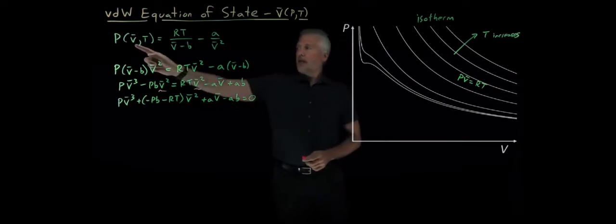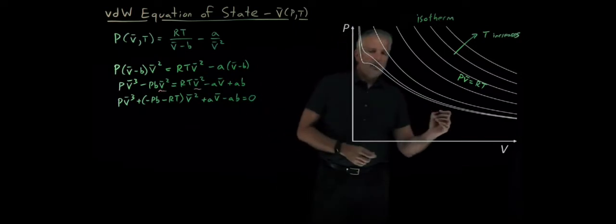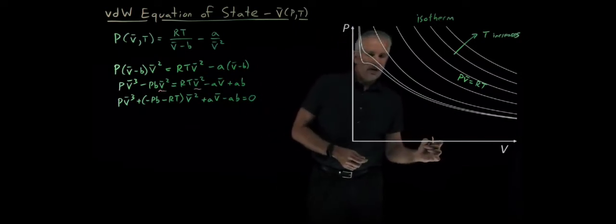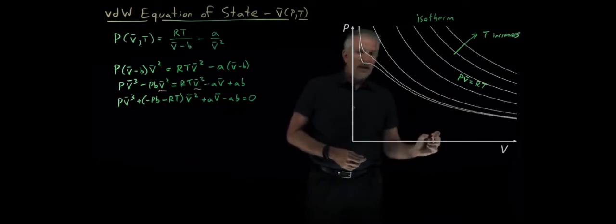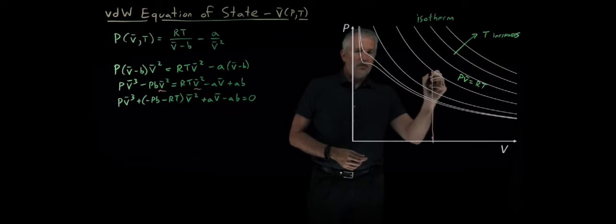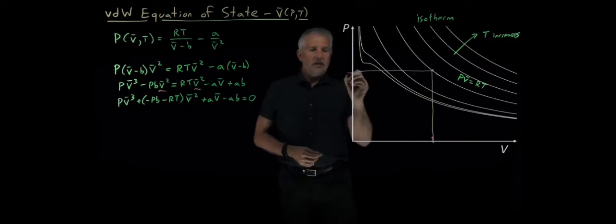If we know V bar and T and we want to calculate the pressure, that corresponds to doing something like this. If we know V bar, and let's say this isotherm is the one I'm interested in, I just read up from this volume until I get to that particular isotherm, and then read across in this direction, and that tells me P as a function of V bar and T.